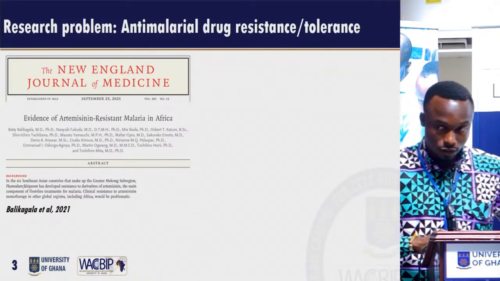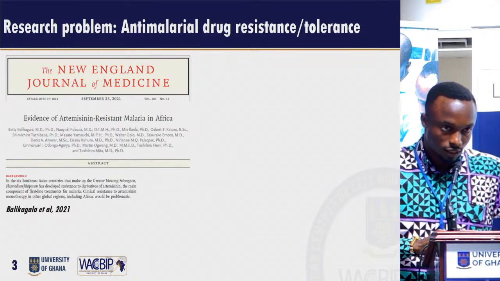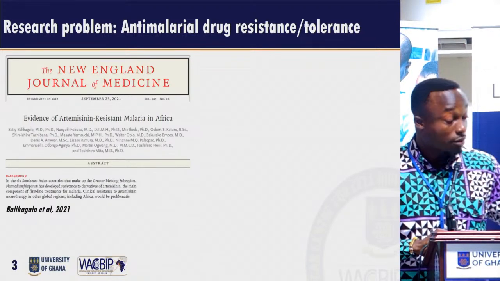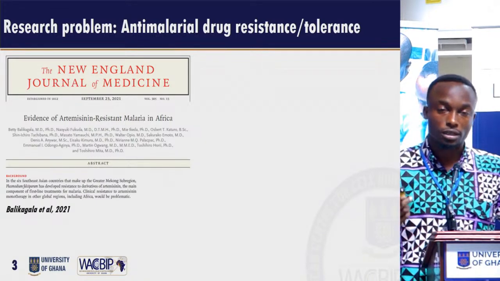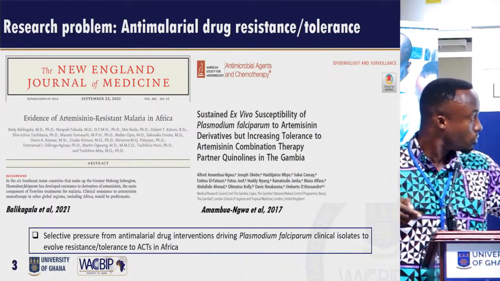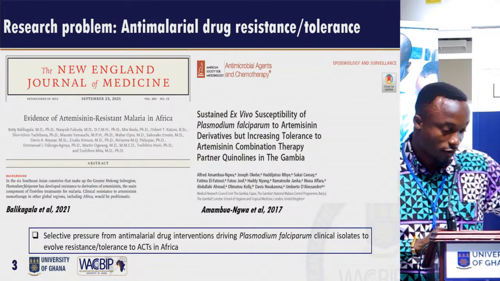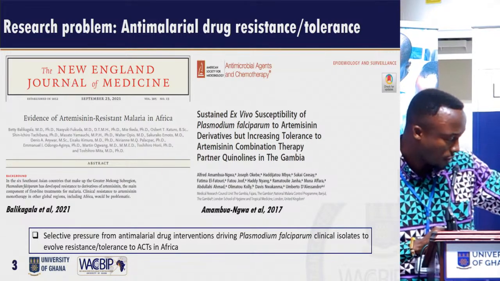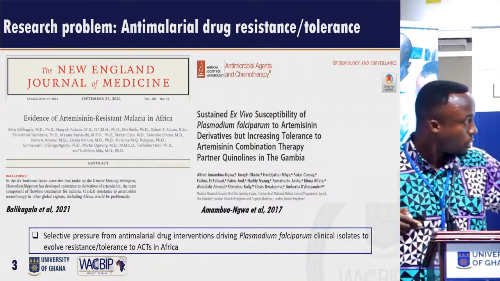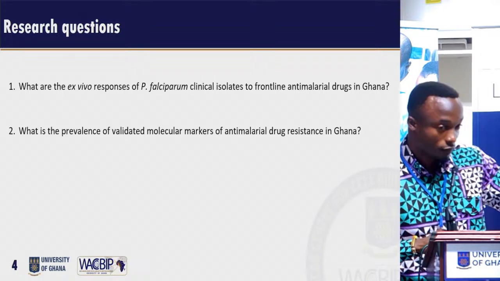So current data shows independent emergence of partial artemisinin resistance in East Africa, although it was expected that it would spread from Southeast Asia. Also, data from West Africa shows increasing tolerance to partner drugs, particularly lumefantrine. That is important drug pressure. So this work tried to answer the questions on what are the ex vivo responses of P.